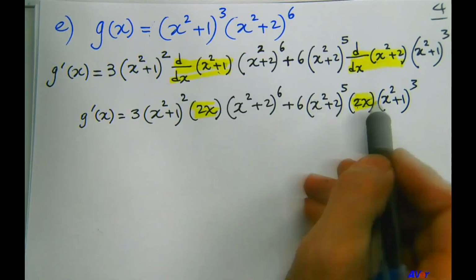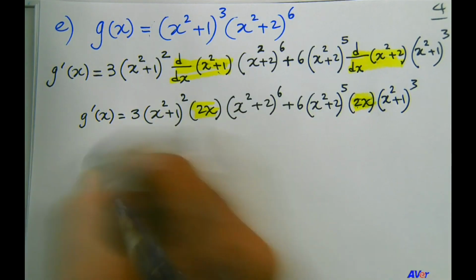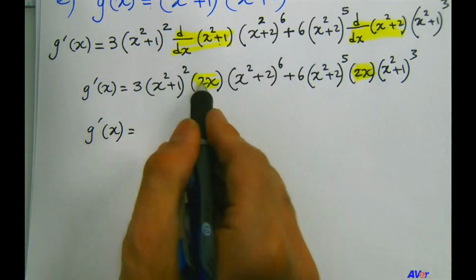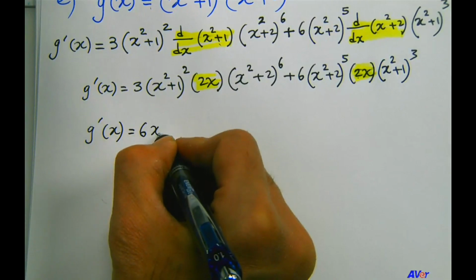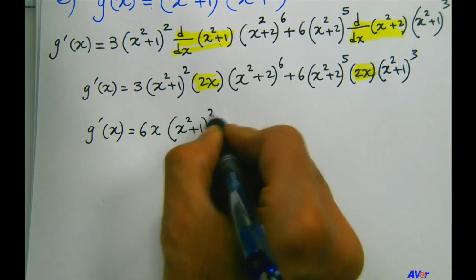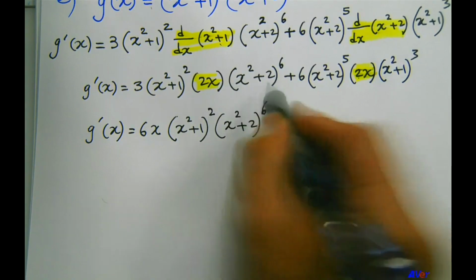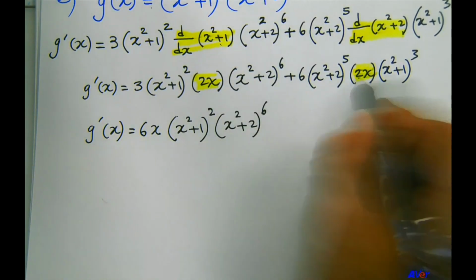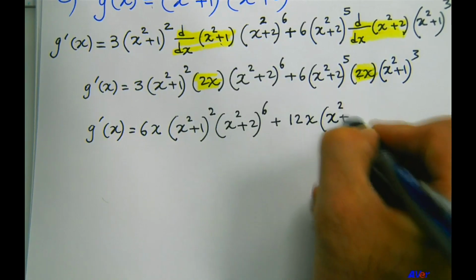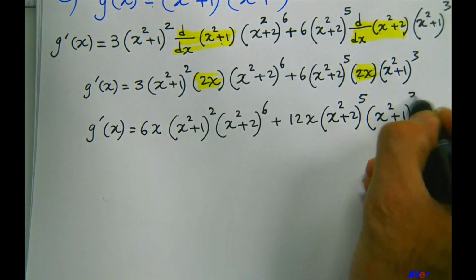So let's clean this up a little bit, because we can, right? This would be 3 times 2x. Let's make it a little bit more compact. So 3 times 2x is 6x times (x squared plus 1) squared times (x squared plus 2) to the 6th power, right? Let's clean this up a little bit. 6 times 2x is 12x, right? 12x times (x squared plus 2) to the 5th power times (x squared plus 1) cubed.